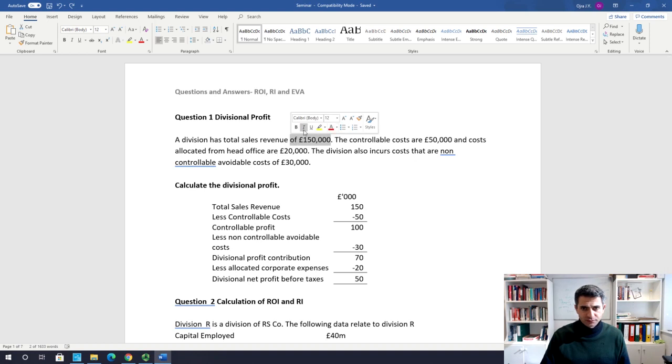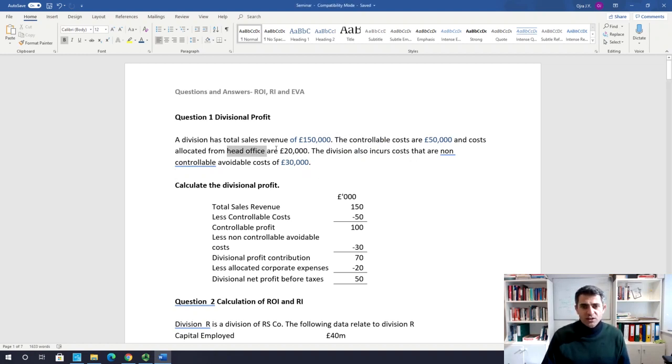150,000. We have controllable cost, 50,000. And I mentioned what's the difference between controllable cost and non-controllable cost, if you remember. 30,000 non-controllable cost. I mentioned the difference in the lecture. So please go back. We did say that controllable cost, the division can control, such as the labor wages. The non-controllable cost, the 30,000 pound, the division has no control over it, such as the insurance or the rent.